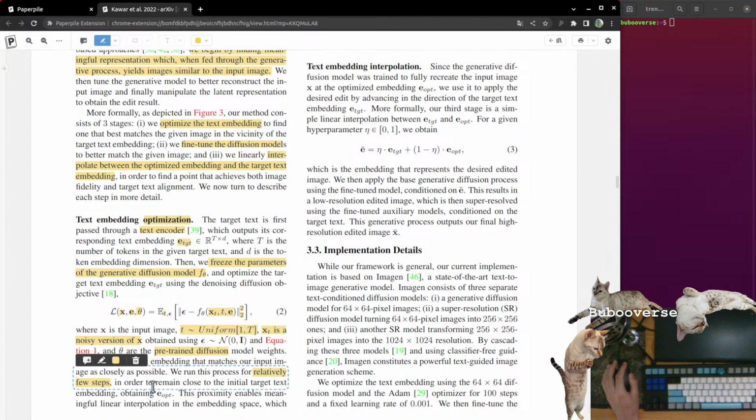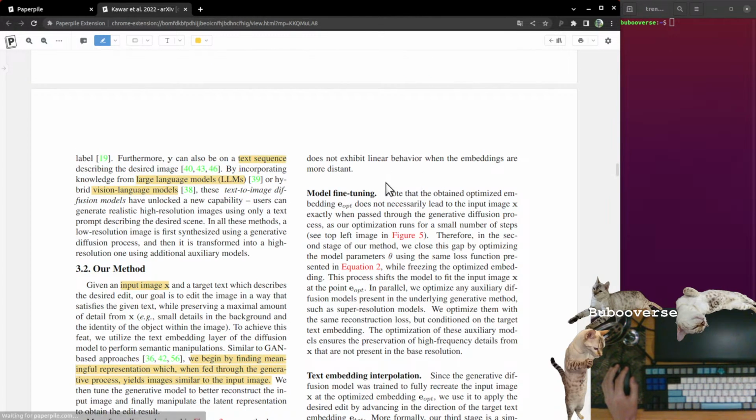Relatively few steps. Not a lot of exactness here, right? It seems like they're staying very shy of telling you exactly what's going on. I wish they were more exact about the number of steps and exactly what the optimization consisted of. Maybe even some pseudocode to show you that. And then, right, the final part of that is you get this optimized embedding.